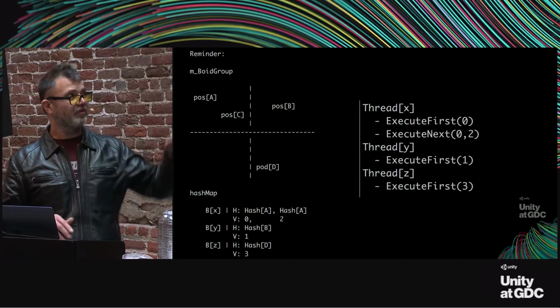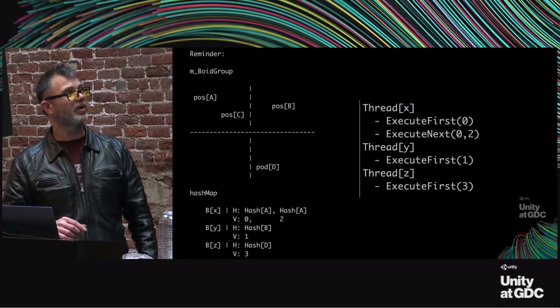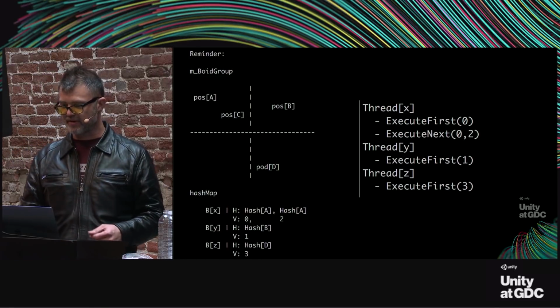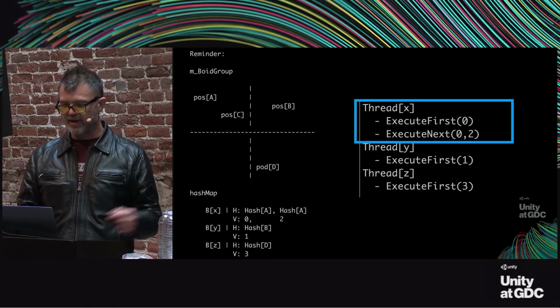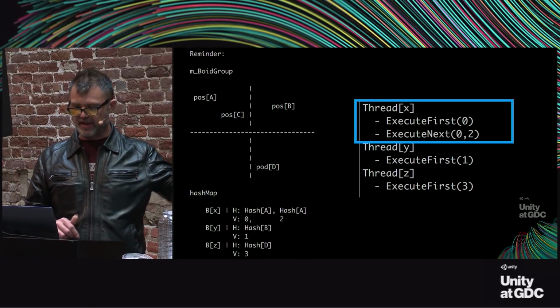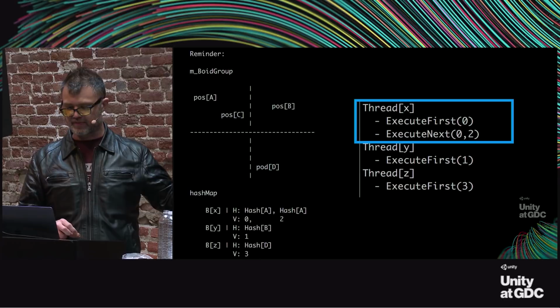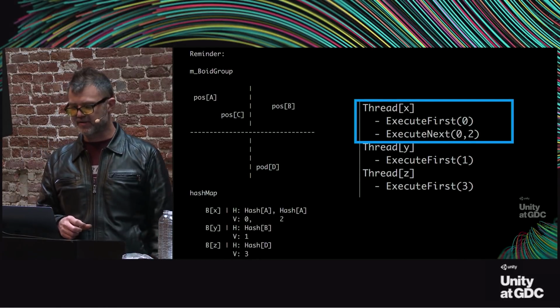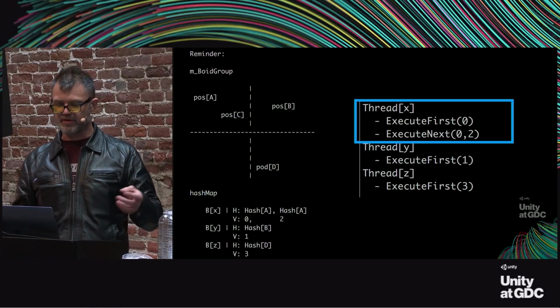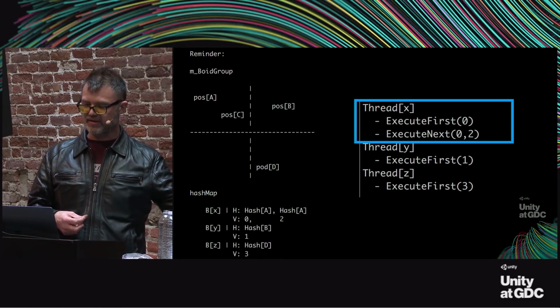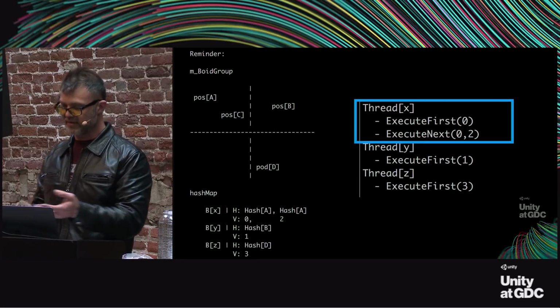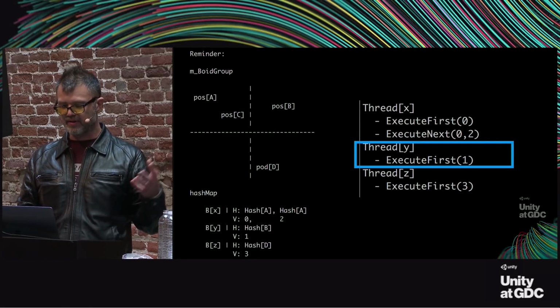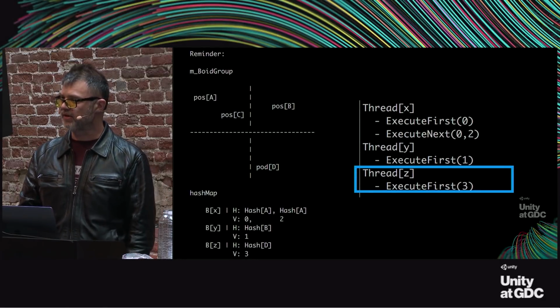So, reminder, this is our simplified Boyd example. What does that look like in this scenario? On some thread X, which represents that A and C group, we have execute first 0, which represents position A at index 0, and we have execute next 0, 2, which says the first thing you saw was A at index 0, and the current one is C at index 2, right? And similarly with hash B and hash D, and they're separate threads.